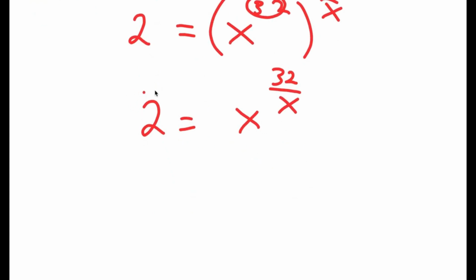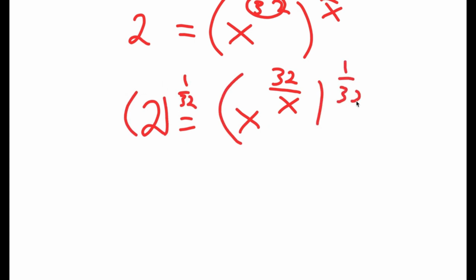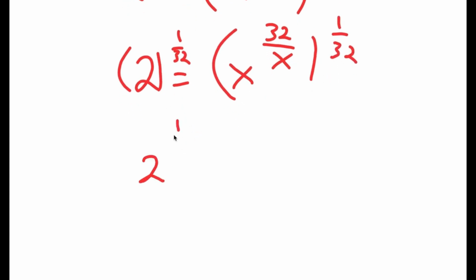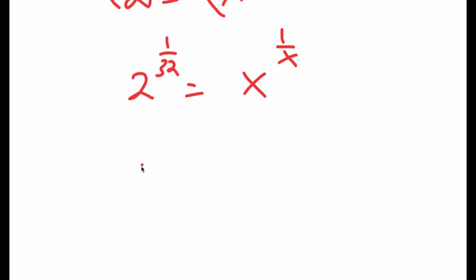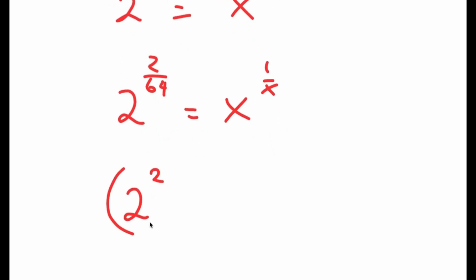From here, I'm going to take the power of 1 over 32 on both sides. So I get 2 to the power of 1 over 32 is equal to, these two cancel out, x to the power of 1 over x. Now, 1 over 32 is the same thing as 2 over 64. And this is the same thing as 2 squared to the power of 1 over 64.